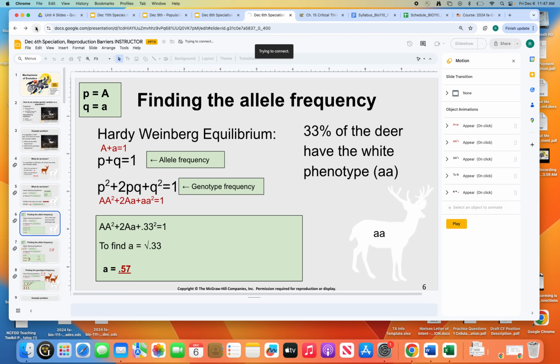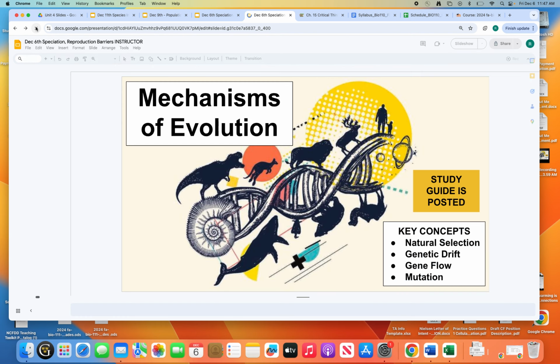We could plug in that 0.33 for our Q squared. But that 0.33, we would take the square root to find an instance of just one of those single A's, because 0.33 is telling us the percentage of having 2 A's in our genotype at a time.